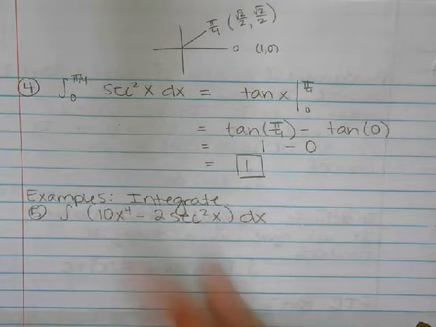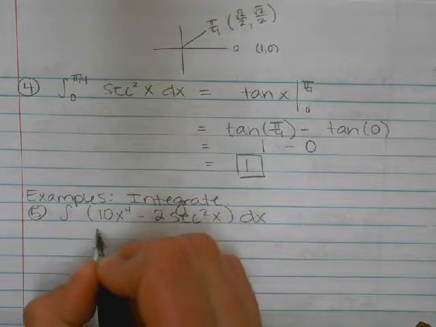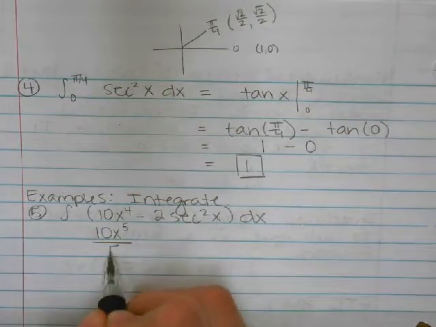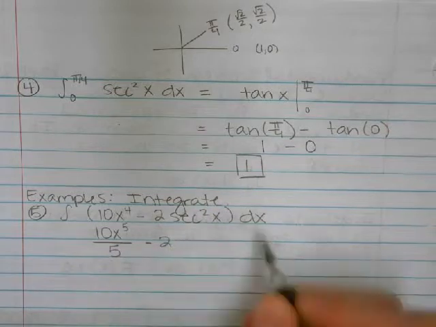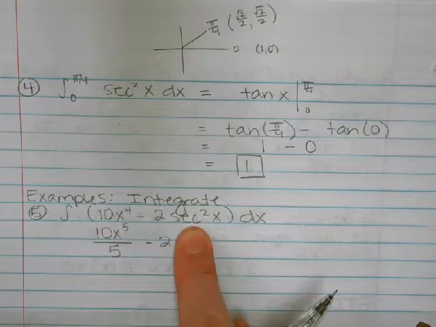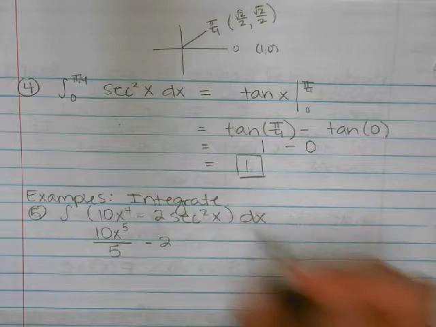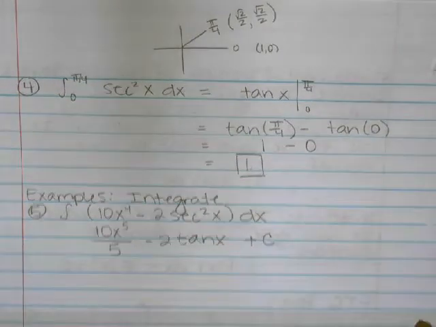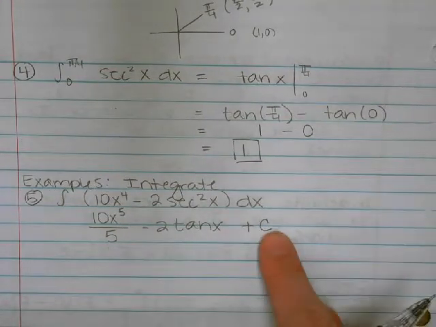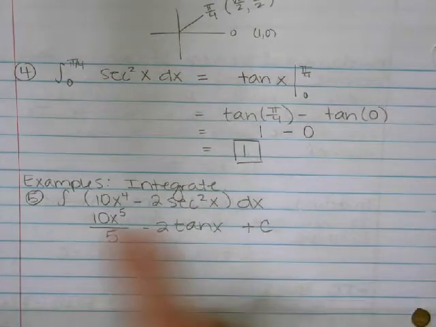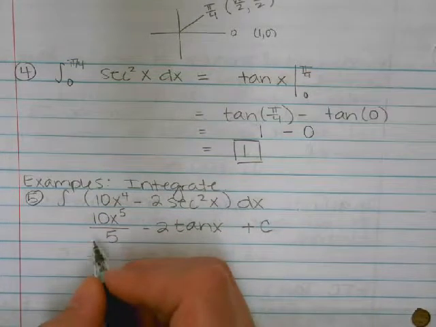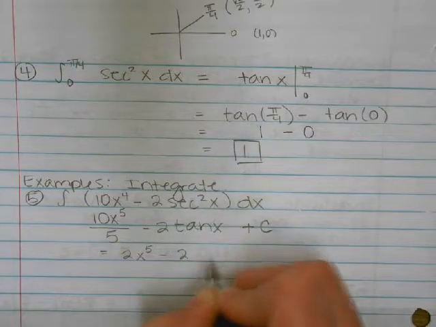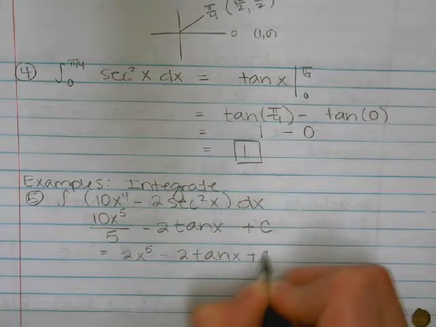If I look at this one, for my first piece, I've got 10x to the 5th, and I added 1 to make it a 5, so I should divide by 5, minus 2, and then I have to picture what I would have taken the derivative of to give me an answer of secant squared, and that would have been tan x, and then I've got a plus c on there. Since I don't have a specific point to plug in to verify which specific function we were talking about, I'm just going to say that our function is 2x to the 5th minus 2 tan x plus c, and I'll just leave it there.